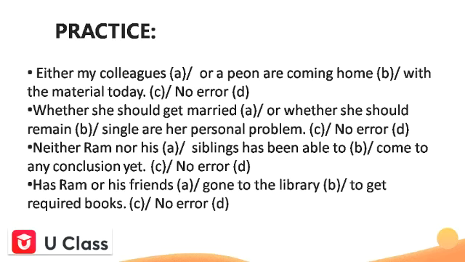Okay, next question. Neither Nam nor his siblings has been able to come home. Very good. The answer would be have been. Why have been? Because the subject near to the helping verb here is siblings. Now, siblings is plural, so siblings is the main subject here. Because siblings is the main subject, the correct answer would be have, not has.